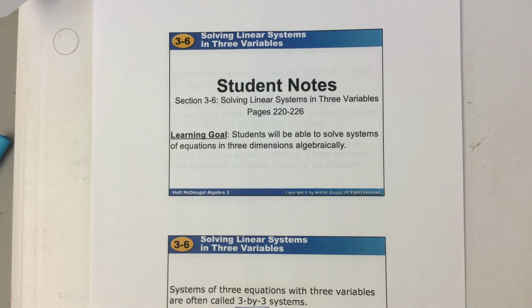Today in Algebra 2, we are going to complete the last section in Chapter 3. In 3.6, we get to solve systems of linear equations that have three variables.